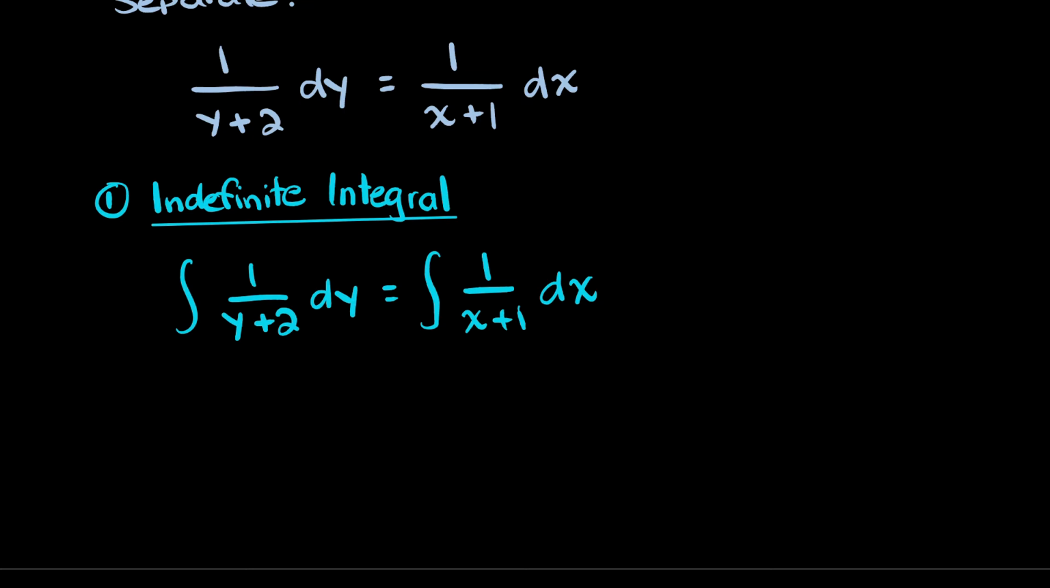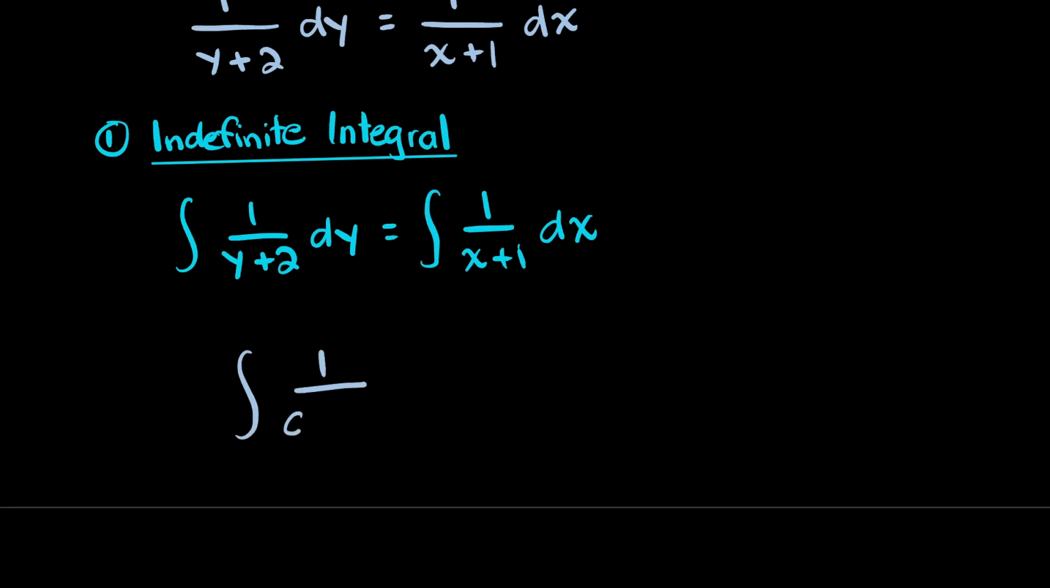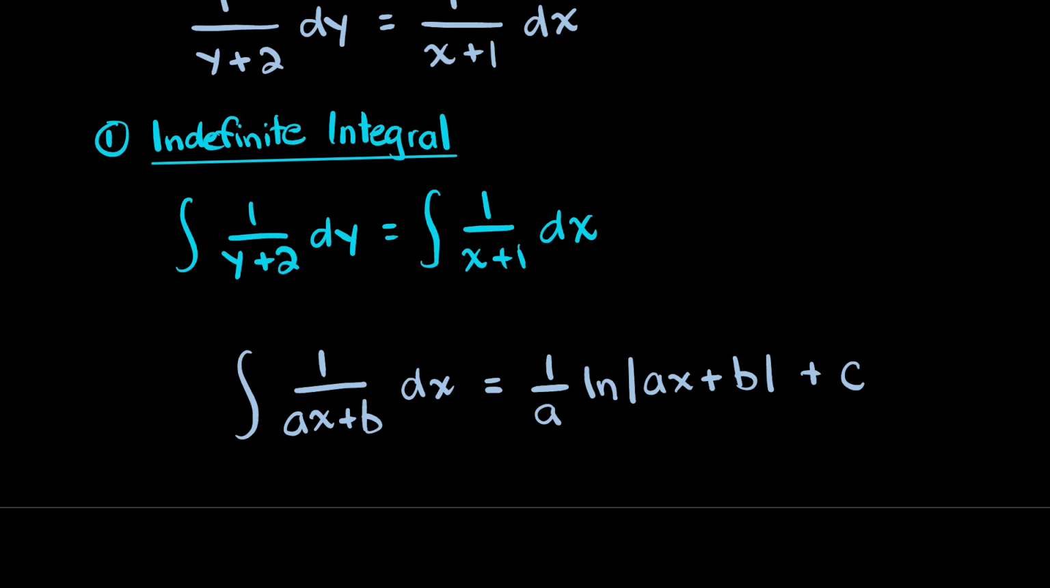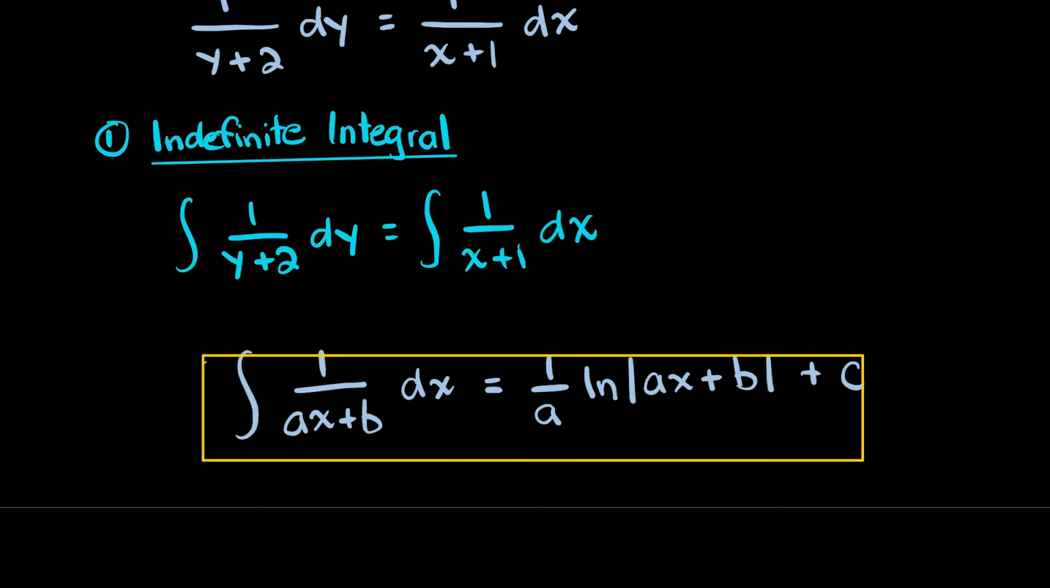Now, something that's often useful when we have separable equations is this relationship, which can be summarized as the integral of 1 over a linear equation, so ax plus b, with respect to dx. This is going to be equal to 1 over a times the natural logarithm of the absolute value of ax plus b, and of course the constant. So this relationship is often going to be useful when you have rational functions that are being separated.